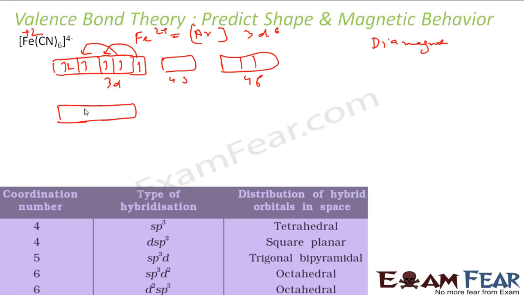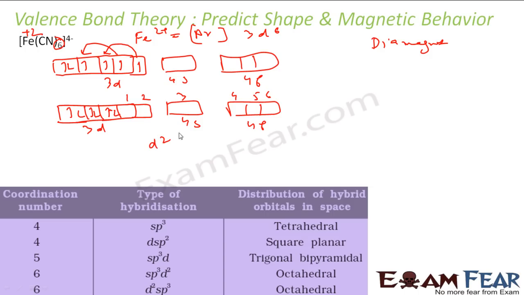After rearrangement, you will get something like this: 1, 2, 3, 4, 5, 6, and then you have 4s. Now the coordination number is 6, so you need 6 orbitals, because each ligand comes with 2 electrons, and 2 electrons need 1 orbital. That means you need 2 d orbitals, 1 s and 3 p. d2sp3 is the hybridization, and d2sp3 is octahedral.